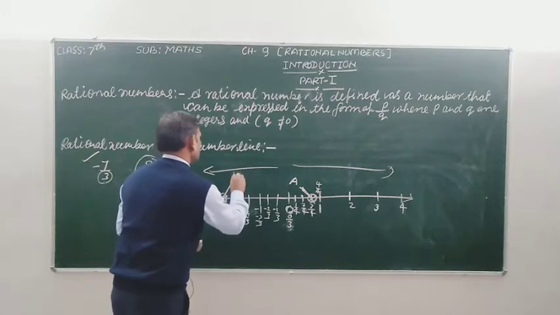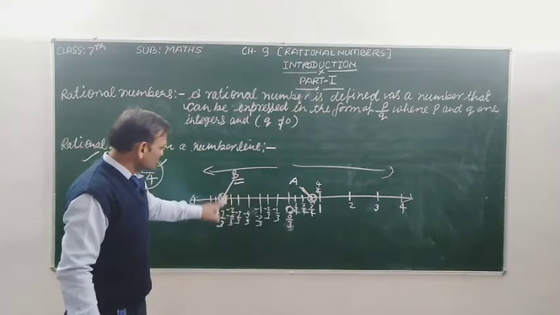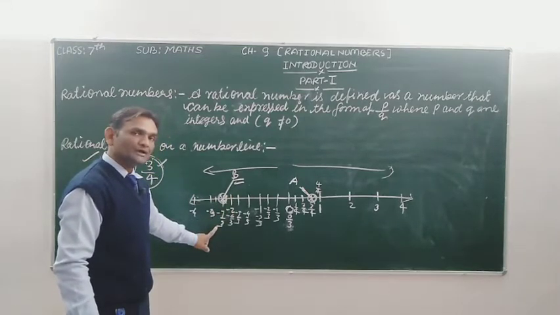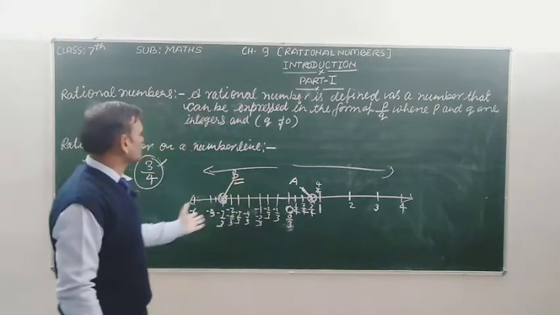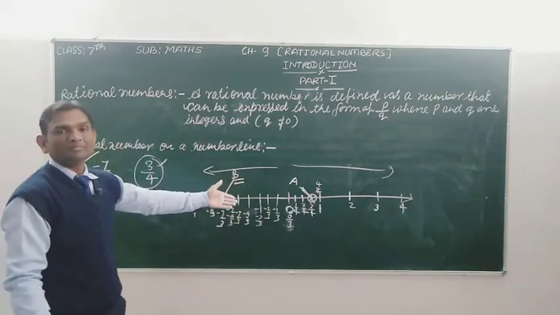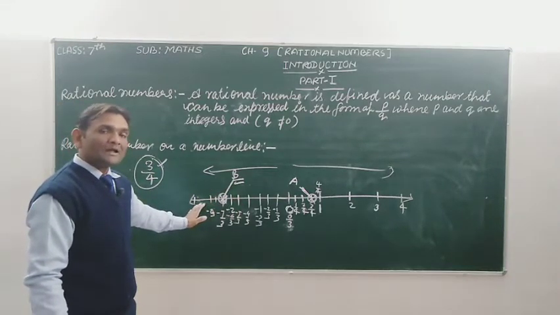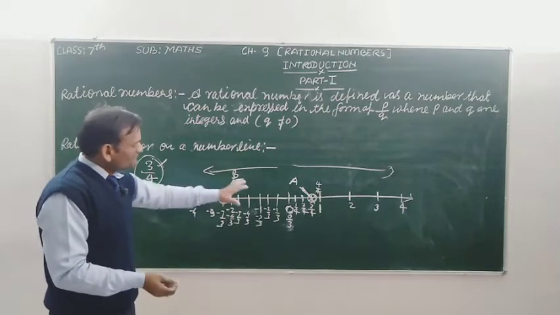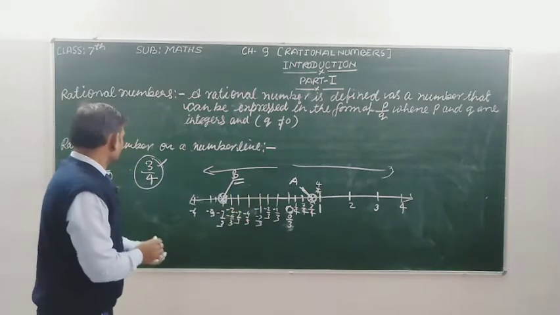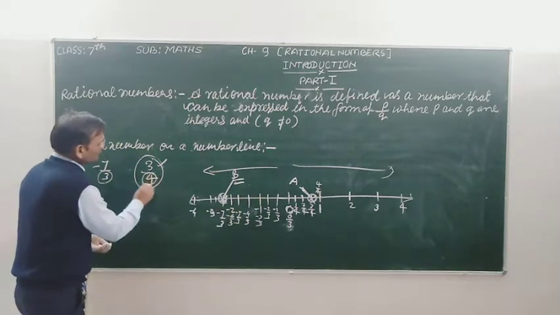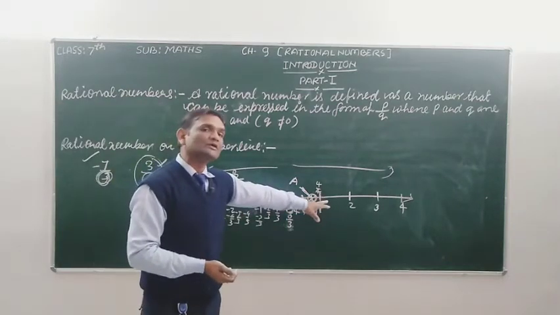Suppose that the name of this point is B. So you can say that point B represents the rational number minus 7/3. So student, in this way we can show any rational number on the number line. It's very easy. Like a fraction, you can represent the rational number on the number line. So equal to the denominator, we have to divide the distance between two units.